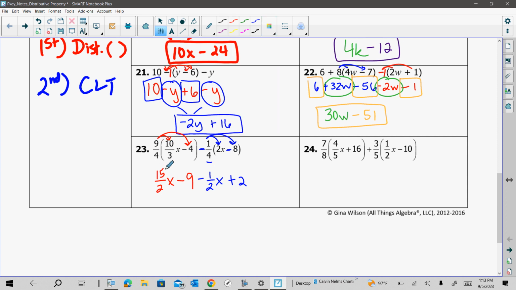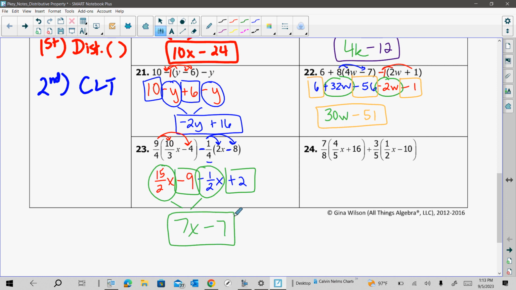Don't get scared of the fraction. 15 over 2x and a minus 1 over 2x. This should come out to be a whole number answer. This is 7x. And then negative 9 plus 2. Negative 7. Are we okay there?